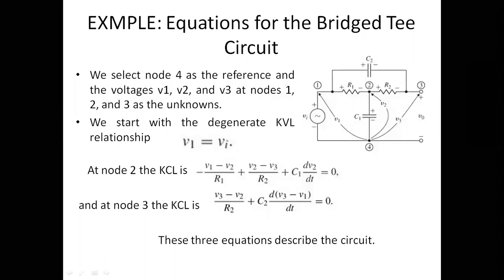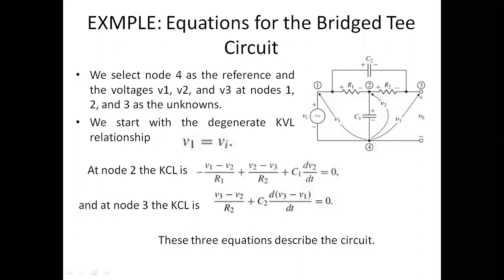From KVL, we can say we have assumed node 4 as the reference, and from that we have V1, V2, and V3 as the voltages at node 1, node 2, and node 3. From the figure, are you able to locate node 1, 2, and 3? Yes, ma'am. Okay. So V1 is the voltage between node 4 and node 1. V2 is the voltage between node 4 and node 2. And V3 is the voltage between node 4 and node 3.